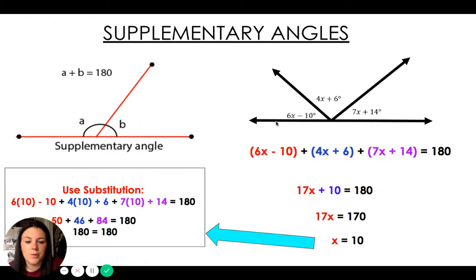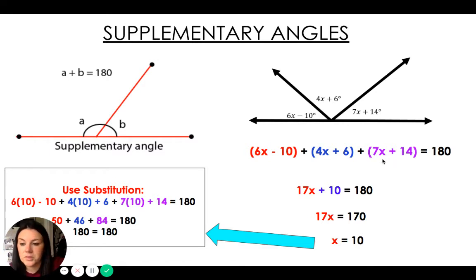Now, if we do it with algebra involved in expressions, we have angle 1, which is 6x minus 10, angle 2, which is 4x plus 6, and angle 3, which is 7x plus 14. All 3 of these together are supplementary because they lie on a straight line, which is 180 degrees. So our equation would be simply 6x minus 10, plus 4x plus 6, plus 7x plus 14.